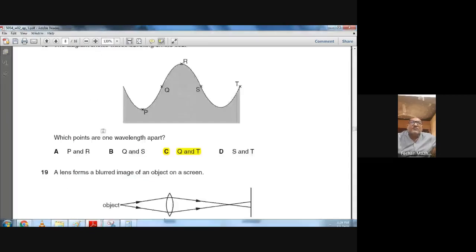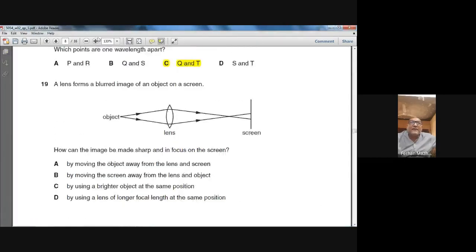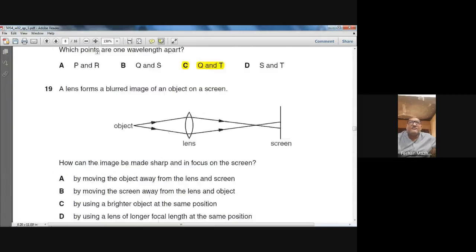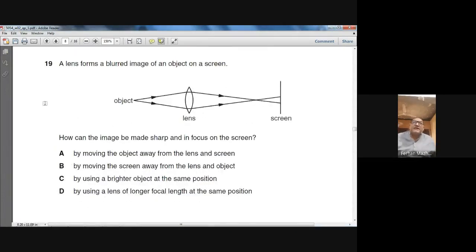Okay, so let's move to the next part. Question number 19. The lens forms a blurred image of an object on a screen. How can the image be made sharp and in focus on the screen? One method is you move this screen to the left side. Another very good method can be to use a lens whose focal length is larger. Another way is to move the object a little closer to the lens. So I don't know what options they have.